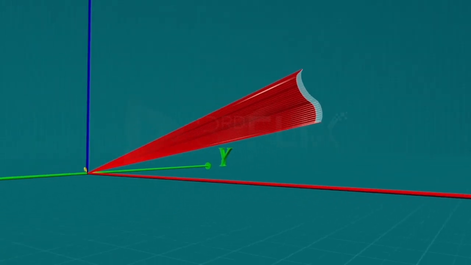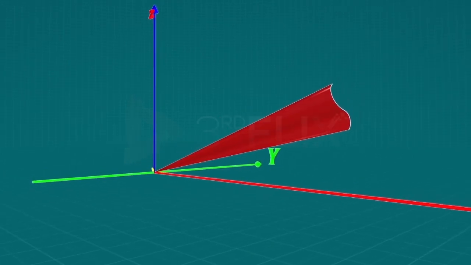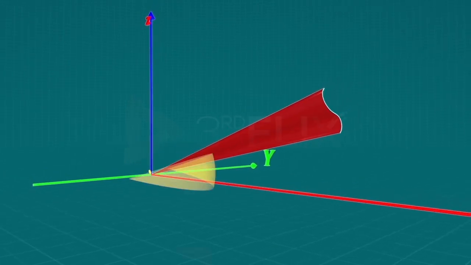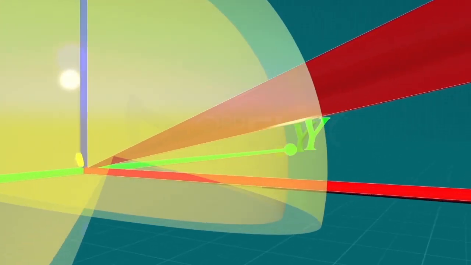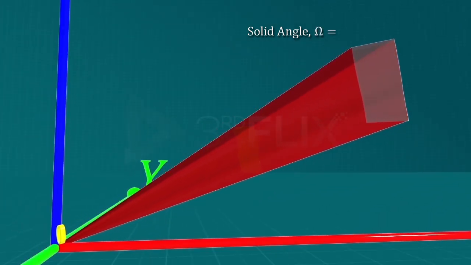This gives us an irregular cone which perfectly encapsulates the surface. Consider a spherical surface of radius r centered around O. Let the surface area of the spherical surface contained in the cone be S. Solid angle omega is defined as the surface area S divided by r squared.